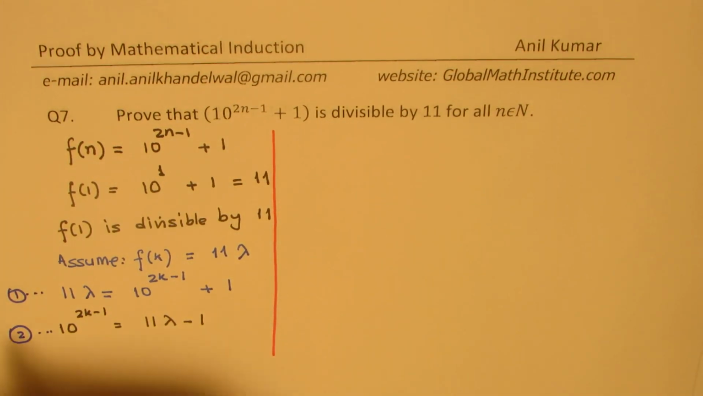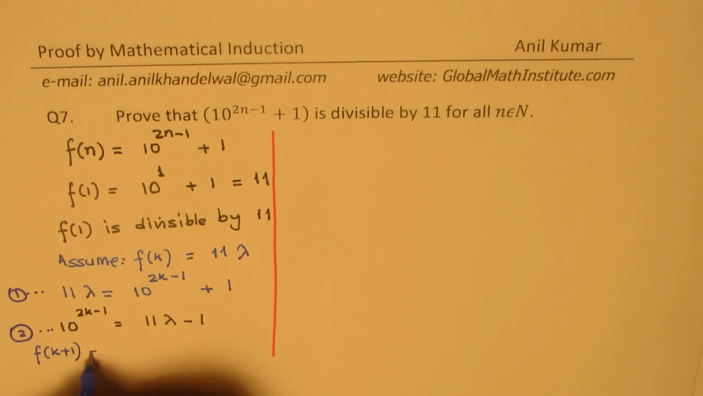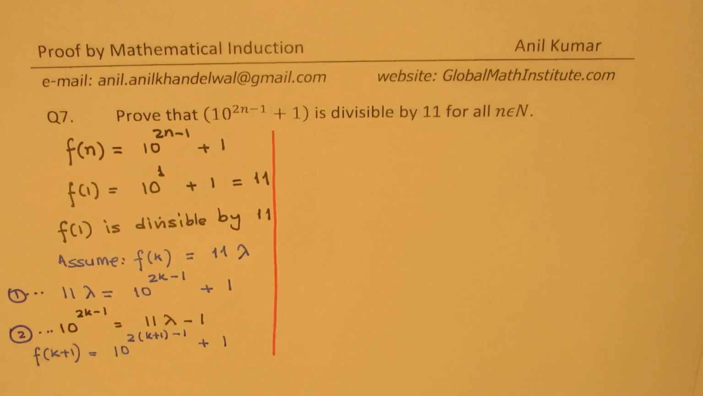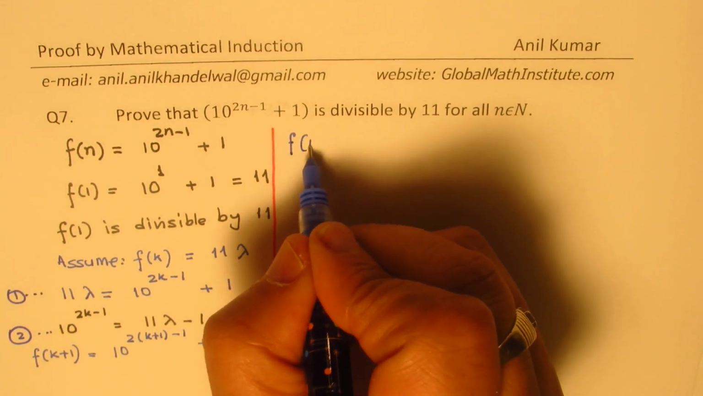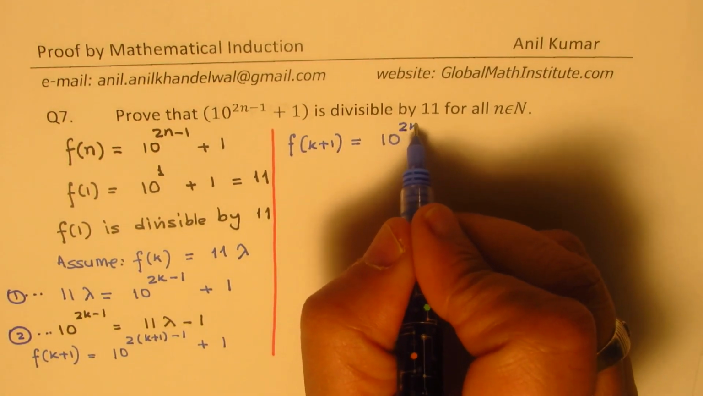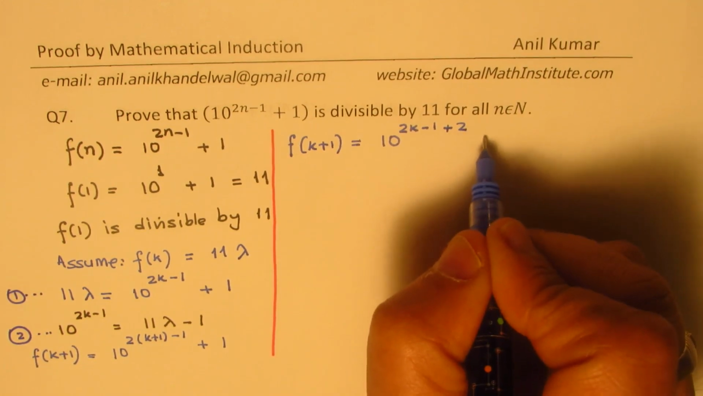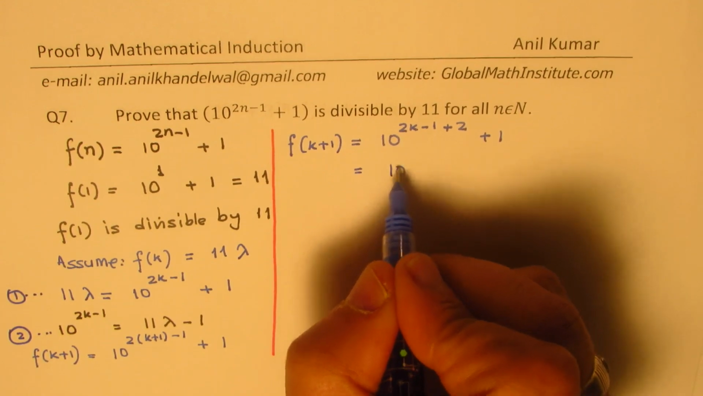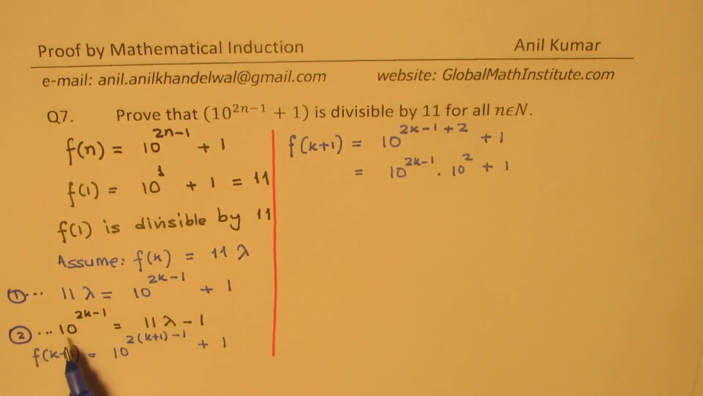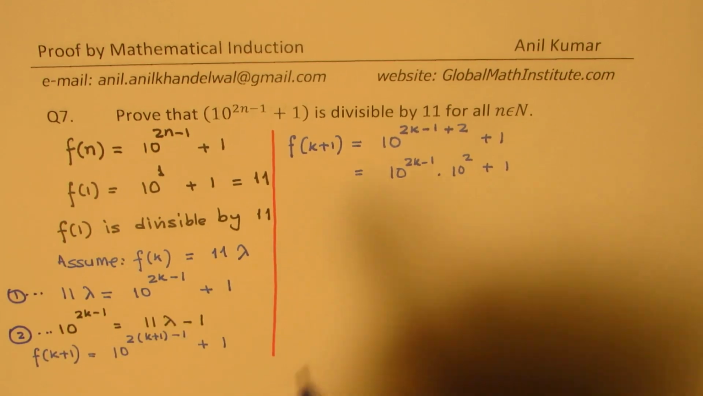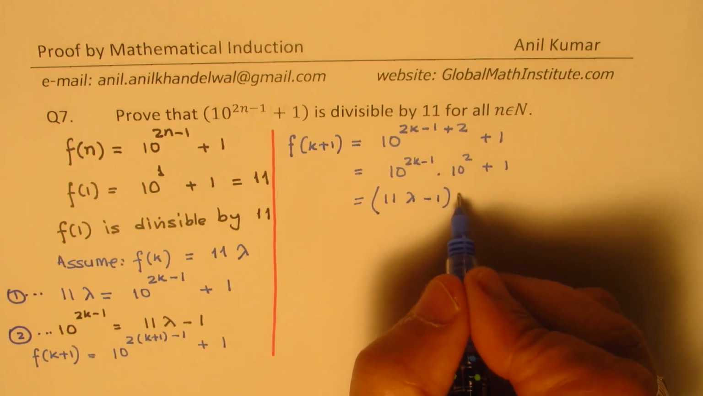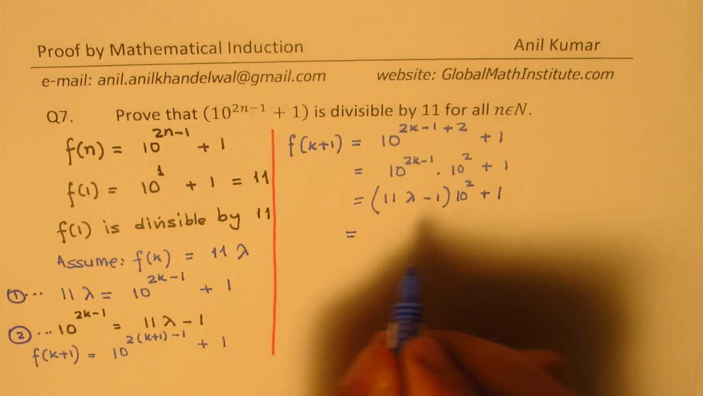So now the idea is to find what f of k plus 1 is. So f of k plus 1 will be 10 to the power of 2 times (k plus 1) minus 1, plus 1, correct? So let's take it to the right side and simplify. So f of k plus 1 is indeed equal to 10 to the power of 2k plus 1. So we can write this as 2k minus 1 plus 2, right? I'm just rearranging. Which you could write here as 10 to the power of 2k minus 1 times 10 to the power of 2, plus 1, right? Now, we rearranged and wrote 10 to the power of 2k minus 1 as 11 lambda minus 1. So I could write this as (11 lambda minus 1) times 10 square, which is 100, plus 1. So that is 100, right?